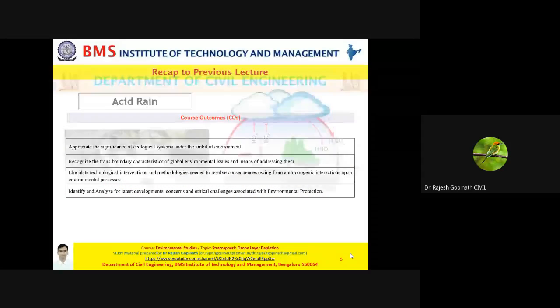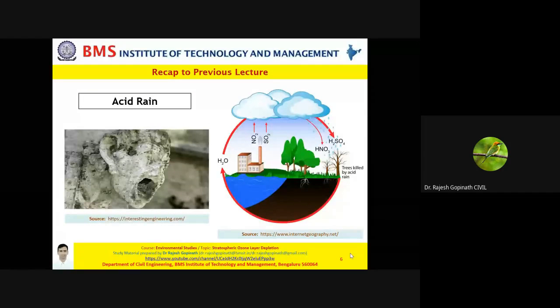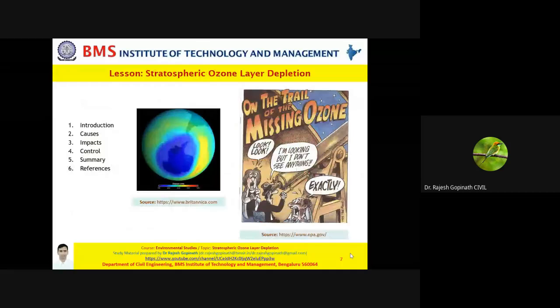If you can recollect, in the previous session, we had discussed acid rain, which is a form of environmental pollution. We shall continue the trend, and today we shall discuss another form of environmental pollution at the global scale, and that's ozone depletion.